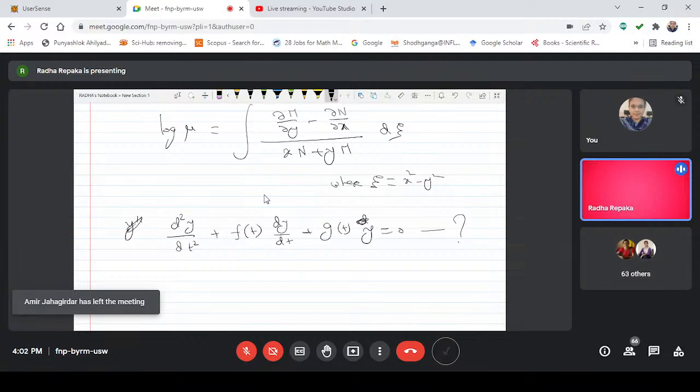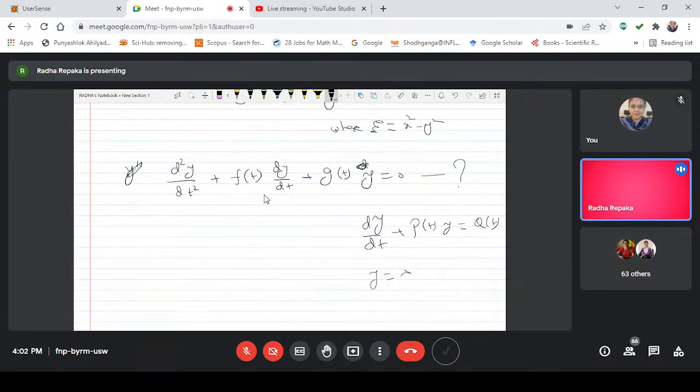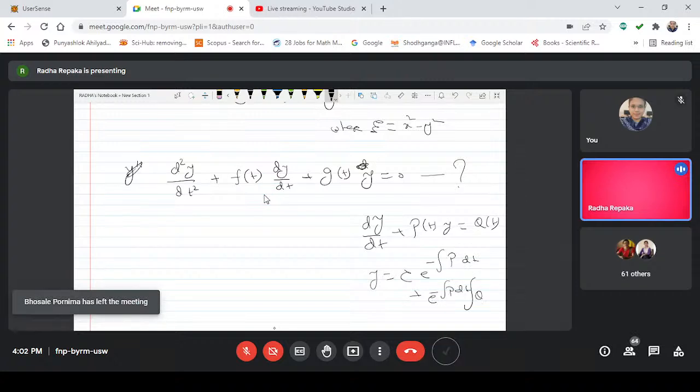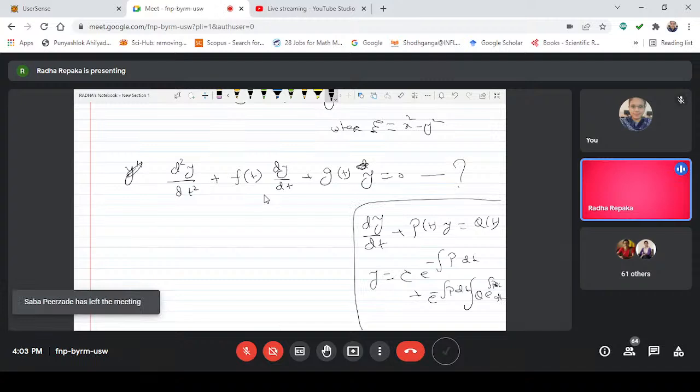That means, can we write y in terms of x, either in closed form or in terms of integrals? At least for the first order equation, dy/dt plus p(t) y is equal to q(t), we can write the solution in the form of e^(−∫p dt) times [∫ q e^(∫p dt) dt plus a constant]. This we know. So even this much is not known for linear equations in the second order.